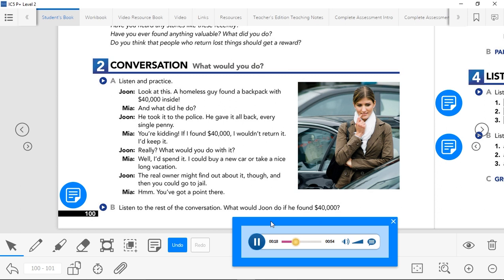Look at this. A homeless guy found a backpack with $40,000 inside. And what did he do? He took it to the police. He gave it all back, every single penny. You're kidding. If I found $40,000, I wouldn't return it. I'd keep it. Really? What would you do with it? Well, I'd spend it. I could buy a new car or take a nice long vacation. The real owner might find out about it, though, and then you could go to jail. You've got a point there.